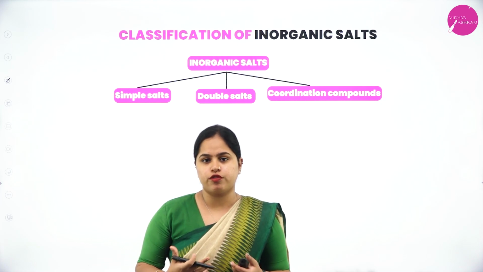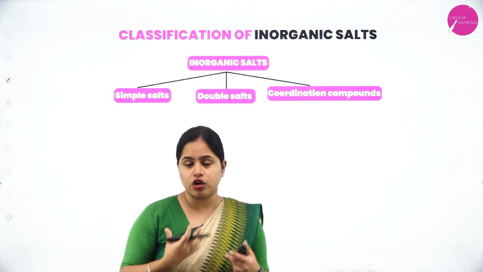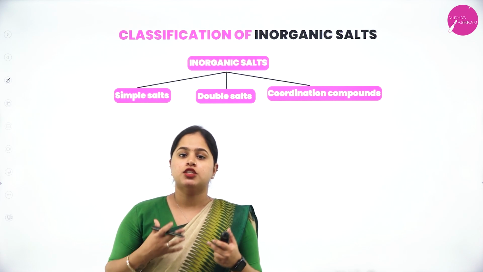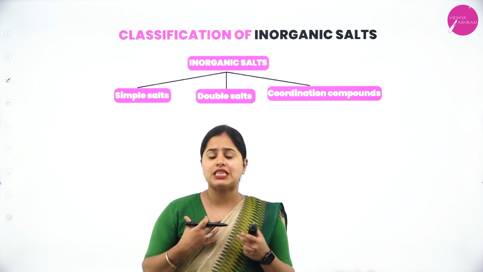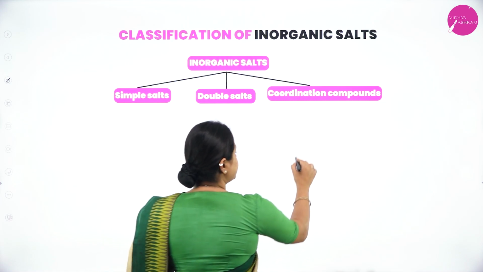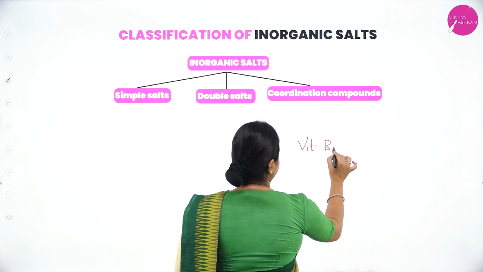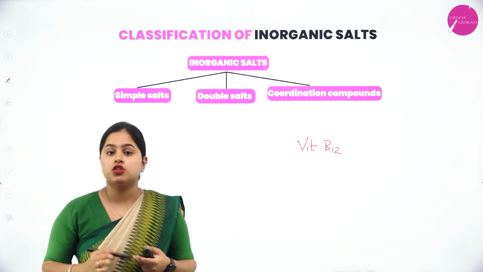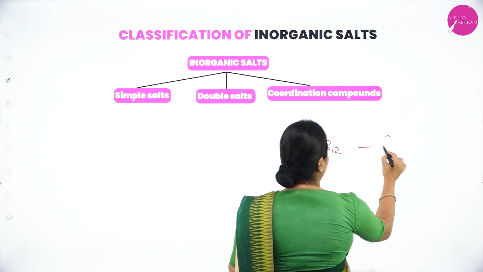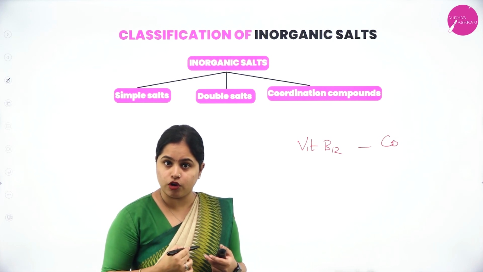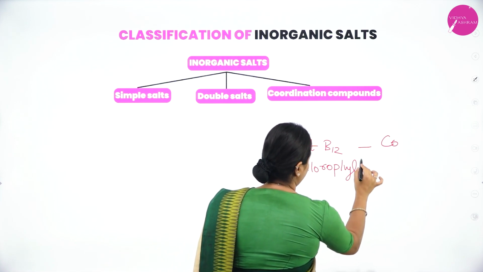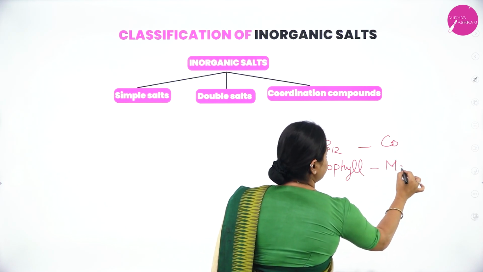Yes, chlorophyll, which you are very familiar with, is very important for plants to prepare their food. Chlorophyll, a green color pigment, is actually a coordination compound of magnesium. And then you have vitamin B12, which is also a very important vitamin, and is a coordination compound of cobalt. As I told, chlorophyll is a coordination compound of magnesium.